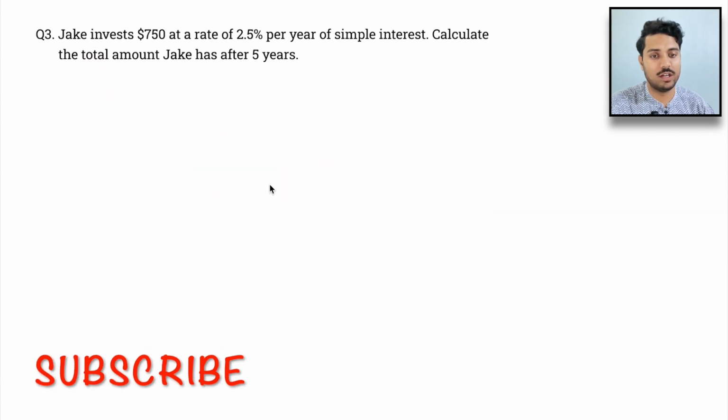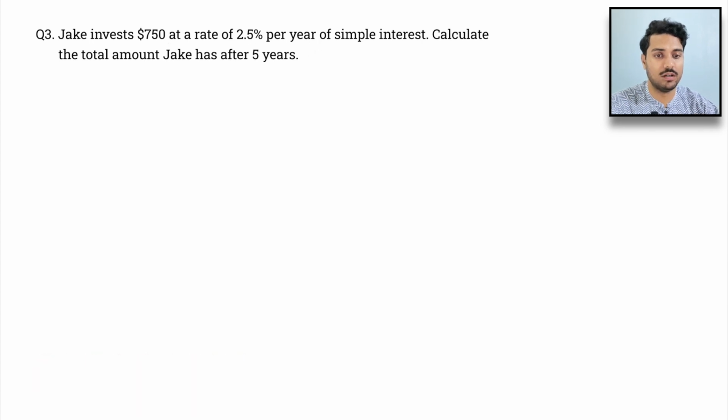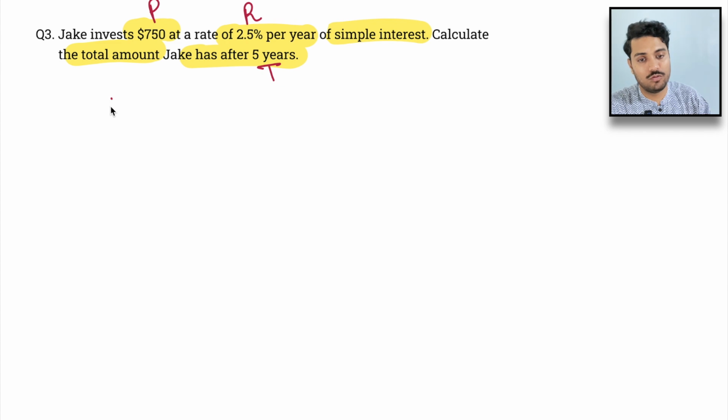It says Jake invests $750 at a rate of 2.5% per year simple interest. Calculate the total amount that Jake has after 5 years. So this is your principal, this is your rate of interest, and this is the time period, and we have to find the amount. So first of all, amount is principal plus interest.